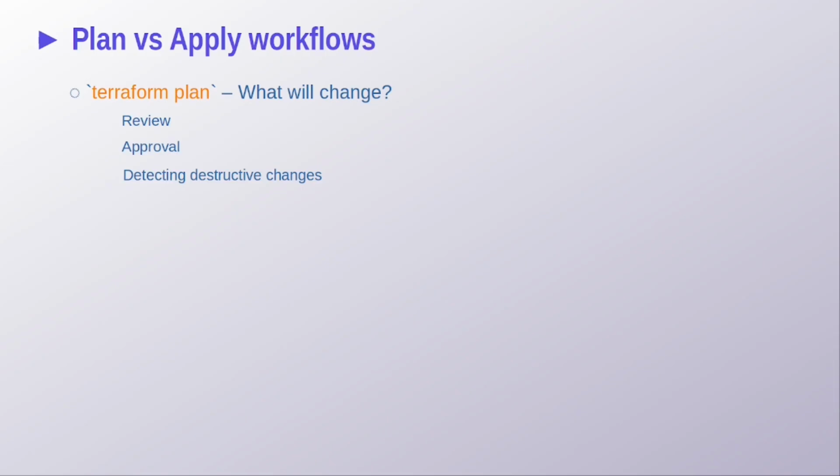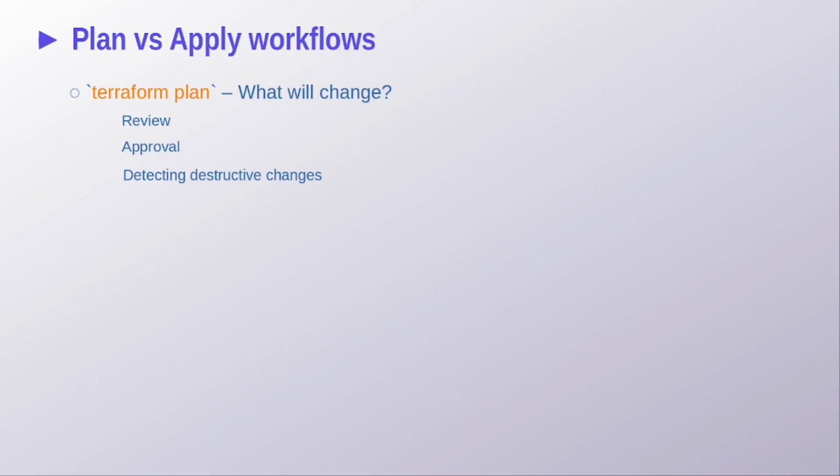Plan and apply workflow. This is the heart of Terraform in CI/CD. If you understand this part, you understand how to use Terraform safely. Terraform plan: what will change? When you run terraform plan, Terraform does three things. First, it reads your Terraform code and state. Next, it reads the AWS current state. Next, it compares them. Then Terraform shows you what will be created, what will be updated, and what will be deleted.